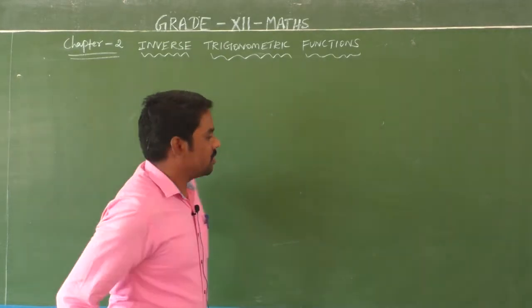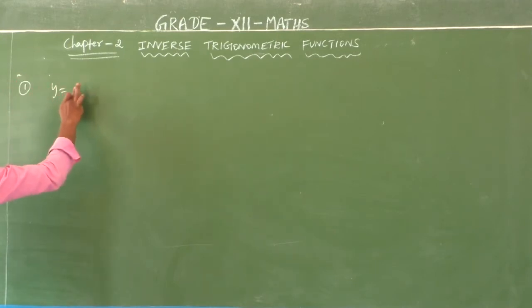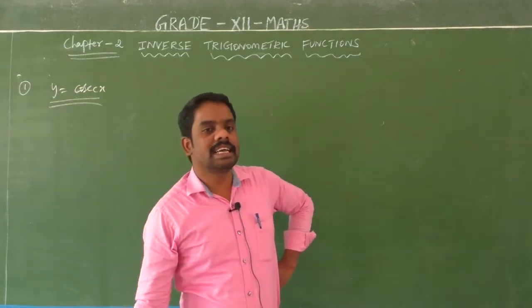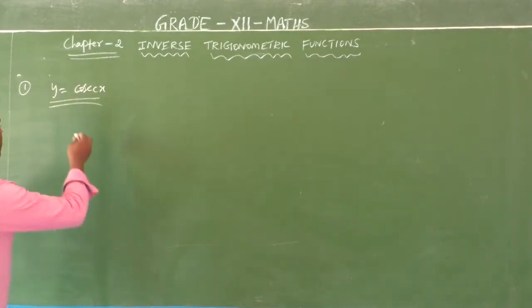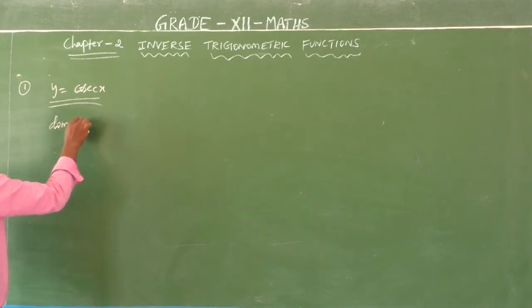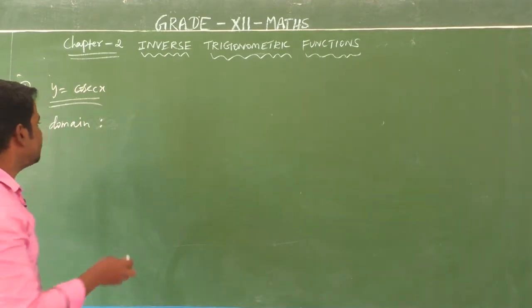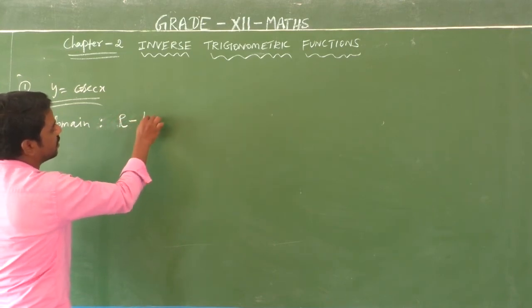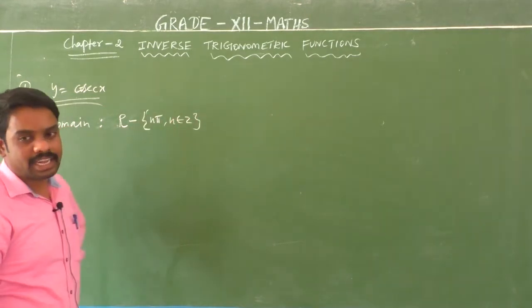Okay, right. First one, y equal to cosecant x. So you know this curve y equal to cosecant x. In grade 11 you studied this curve. The domain of cosecant x is the set of all real numbers except n pi, where n belongs to Z.